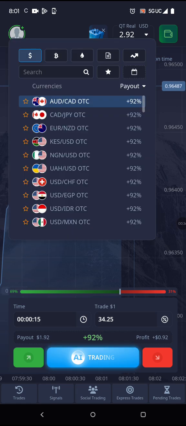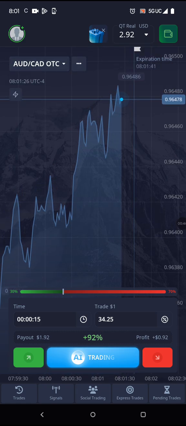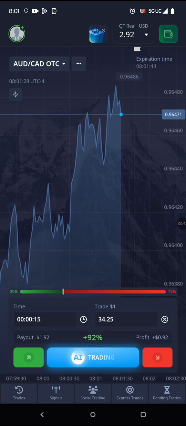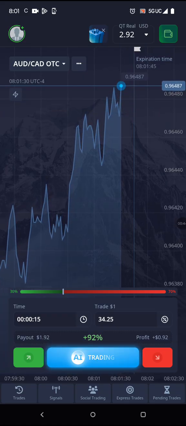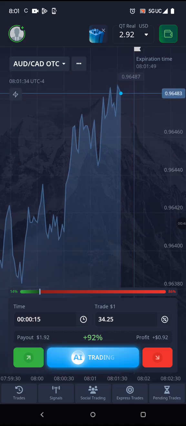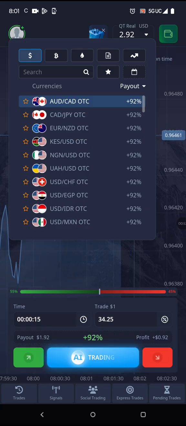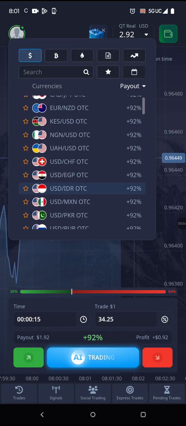Right up here at the top section, you're going to see a tab that says AUD CAD OTC. We always trade the OTC. Think of OTC as over the counter, all right? That's what my mom calls it, over the counter. So on the OTC market, we get a higher percentage. If you click on that, you'll see the OTC 92%.